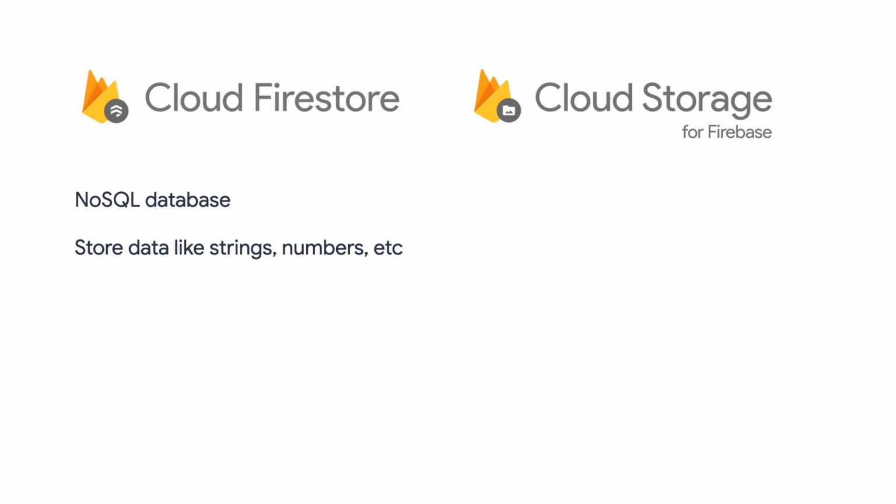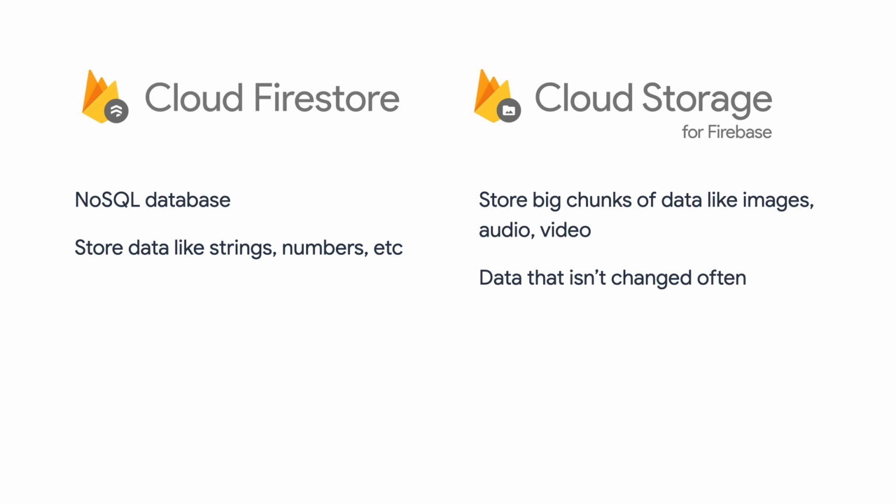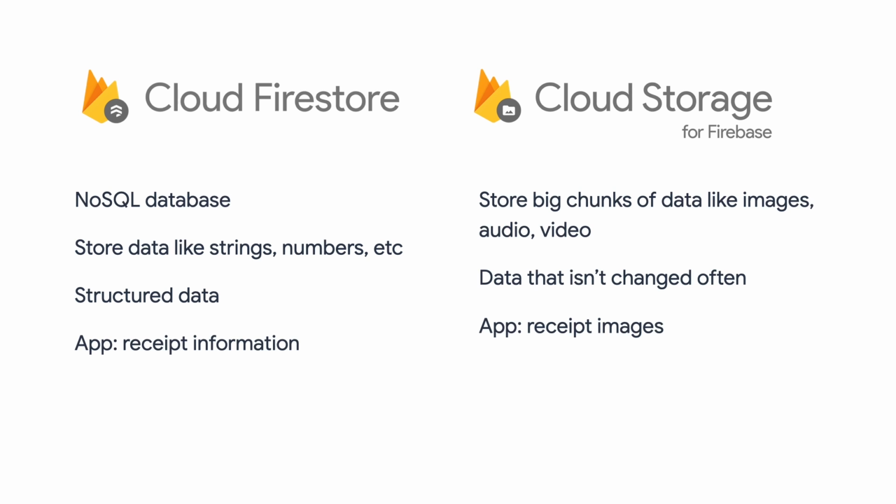You might be wondering why we have to use storage and Firestore, since they both seem to be storing information. Well, storage is usually used to store big chunks of data like images, audio, and video, data that we're typically not going to change too often. Firestore, on the other hand, is used more for structured data that we might be changing often. So while our receipt images are stored in Firebase storage, the receipt information will be stored in Firestore.